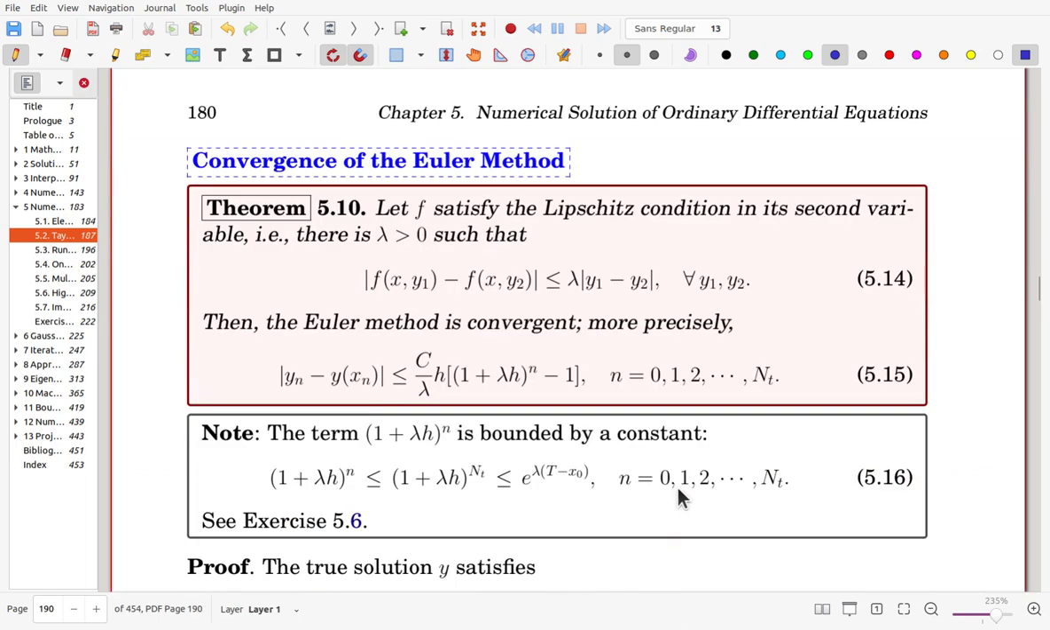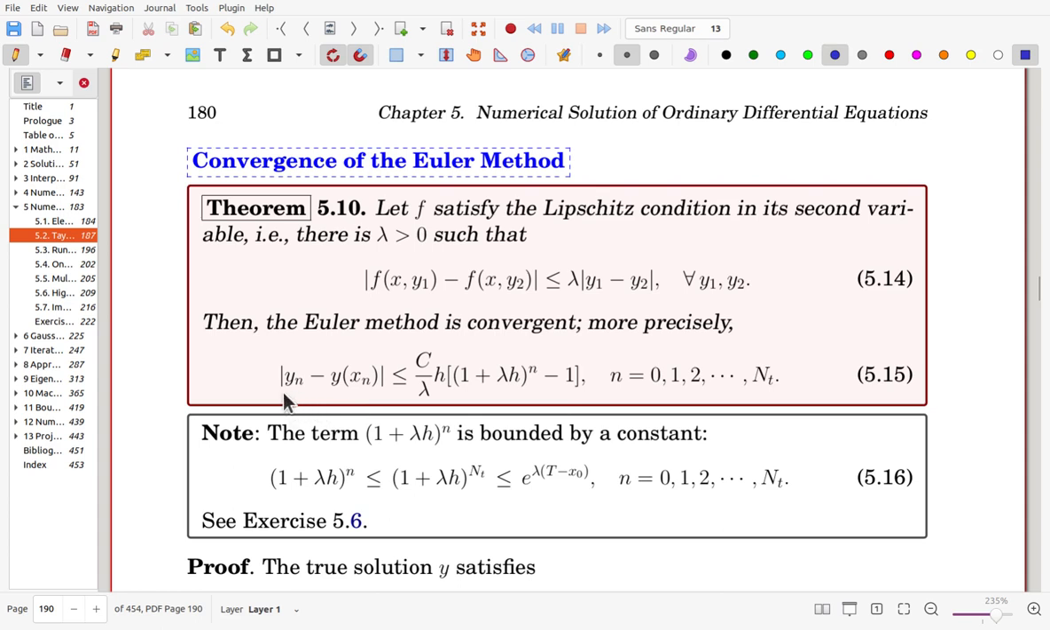Okay, for the Euler method, we have here convergence analysis. We assume that f, the slope, satisfies the Lipschitz condition in the second variable, the y variable, and that means that there is some positive number such that for arbitrary choice of y1 and y2, it satisfies this inequality. Then the Euler method is convergent, more precisely here.